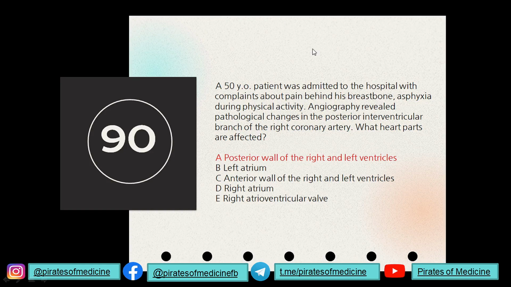So the last question for today. A 50-year-old patient was admitted to the hospital with complaints about pain behind his breastbone, asphyxia during physical activity. Angiography revealed pathological changes in the posterior interventricular branch of the right coronary artery. What heart parts are affected?